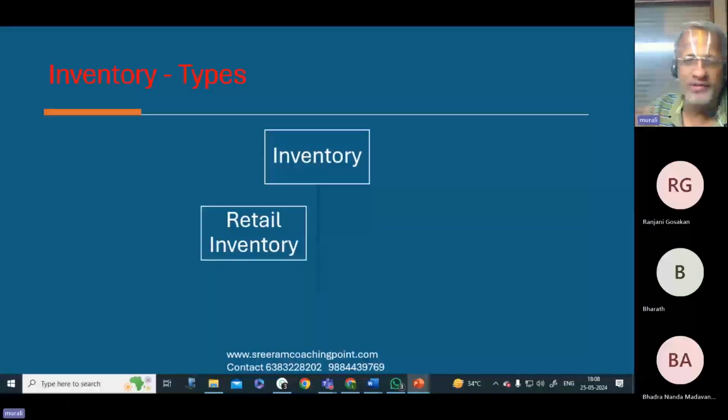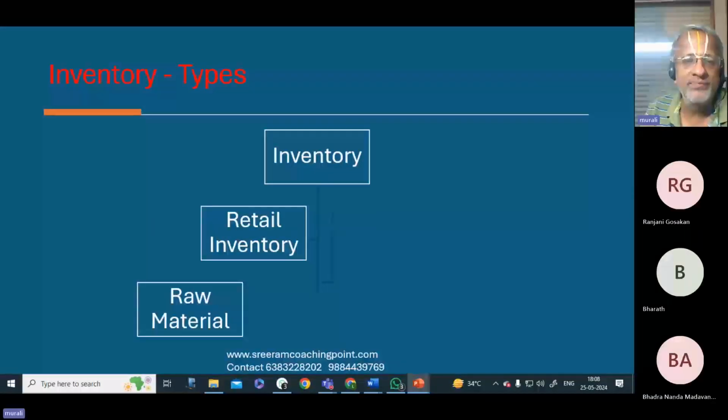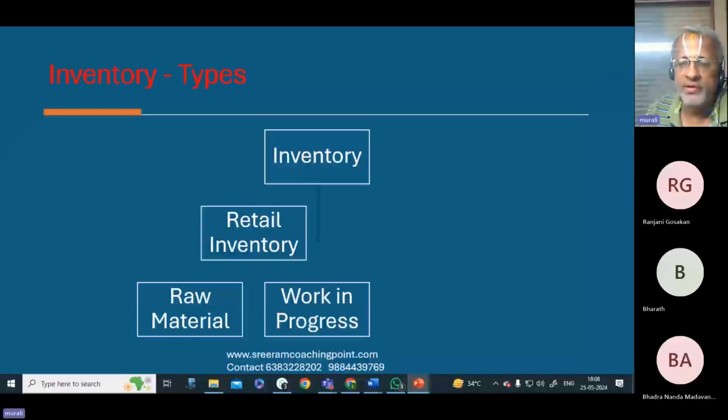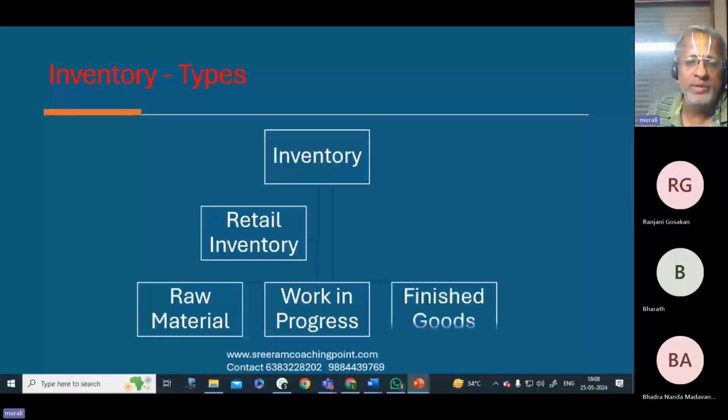There can be 2 types of businesses where inventory will be there. One is trading, the other being manufacturing. If you take up manufacturing, the first type will be raw material, the second will be work in progress, and the third will be finished goods.